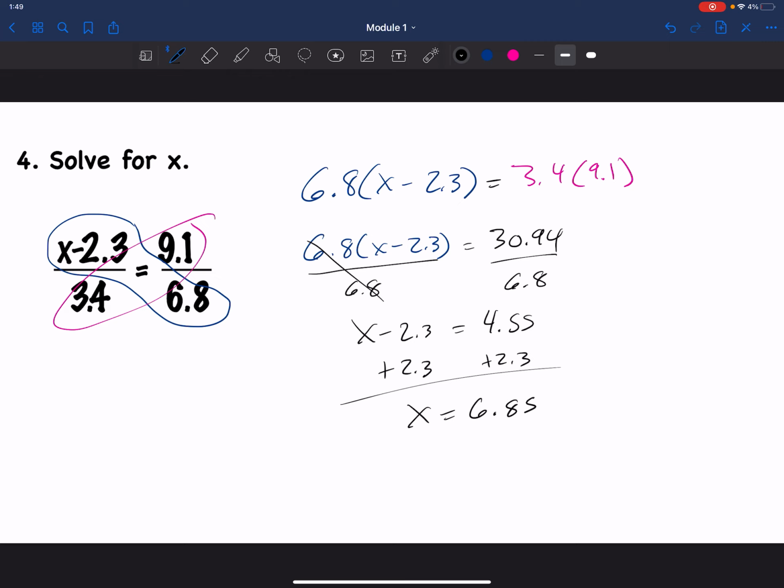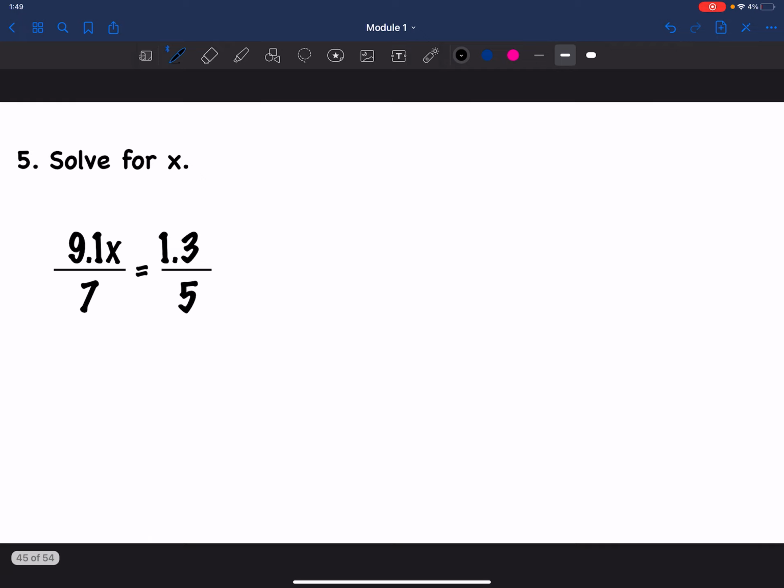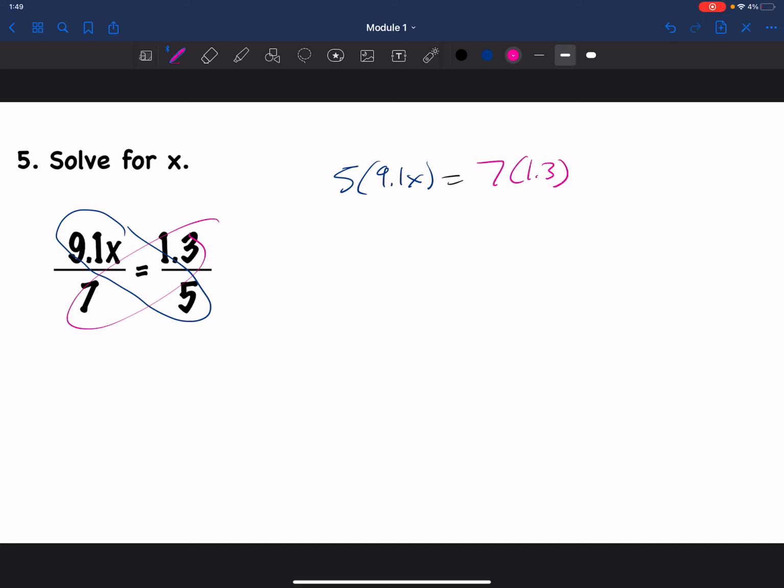Okay, let's go on to our last one. Solve for x. Okay, so I'm doing 5 times 9.1x is equal to 7 times 1.3. So we're going to go ahead and multiply out both sides. So 5 times 9.1 gives us 45.5. So on this side I have 45.5x is equal to, and then we'll do that 7 times 1.3, which gives us 9.1.